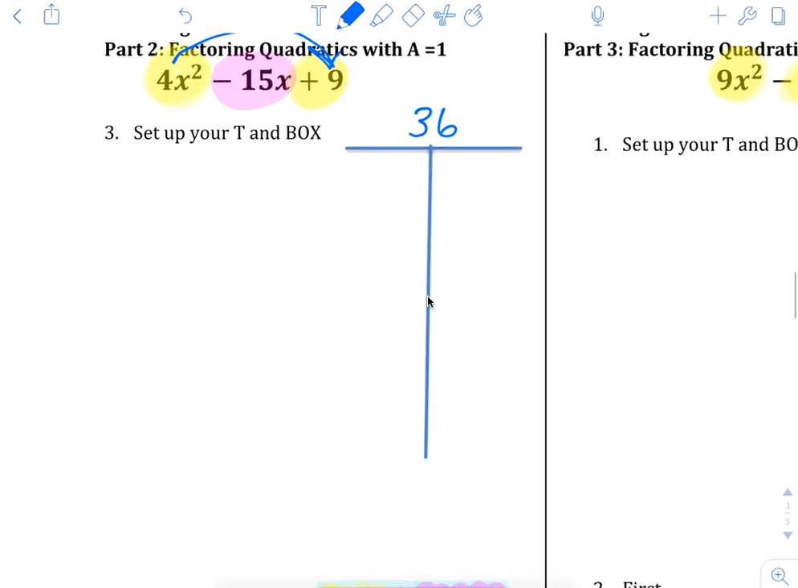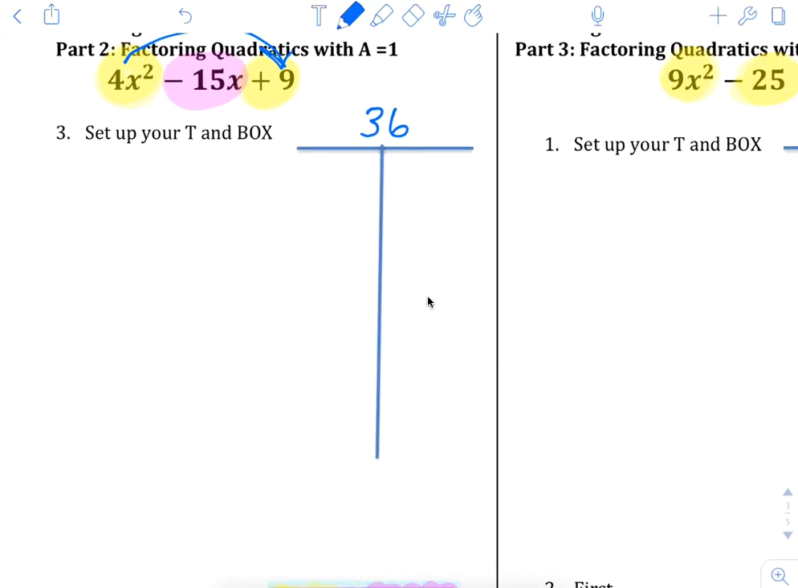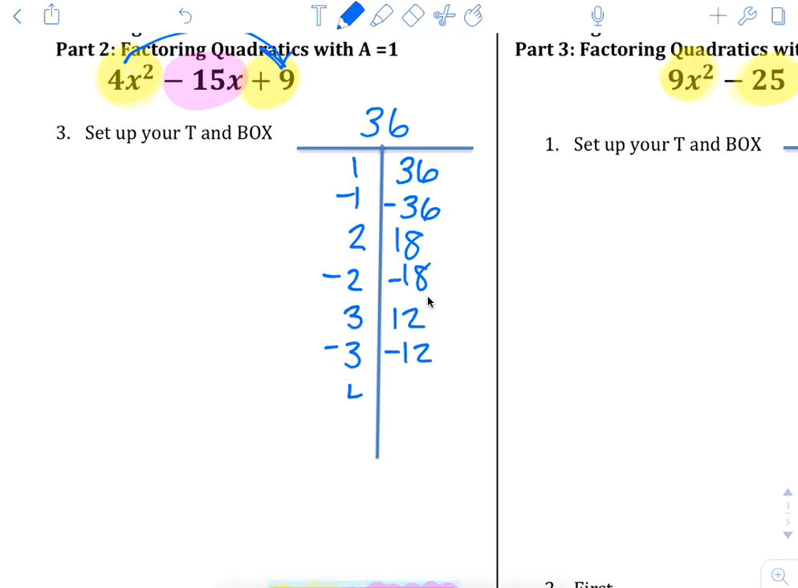I'm going to list out all my numbers. There are a lot for this problem, so stay with me. 1 and 36, it's positive, so they're the same. Negative 1, negative 36. 2 and 18, negative 2, negative 18. There's a lot more. Keep staying with me. 3 and 12, negative 3, negative 12. 4 and 9, negative 4, negative 9. Oops, negative 9. We've still got some numbers to check.